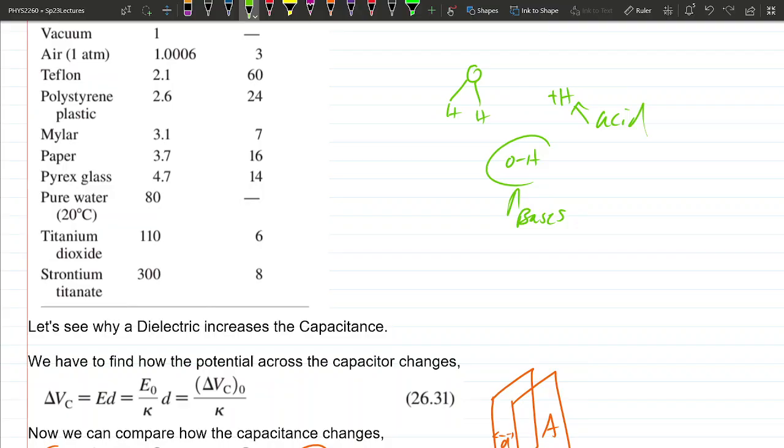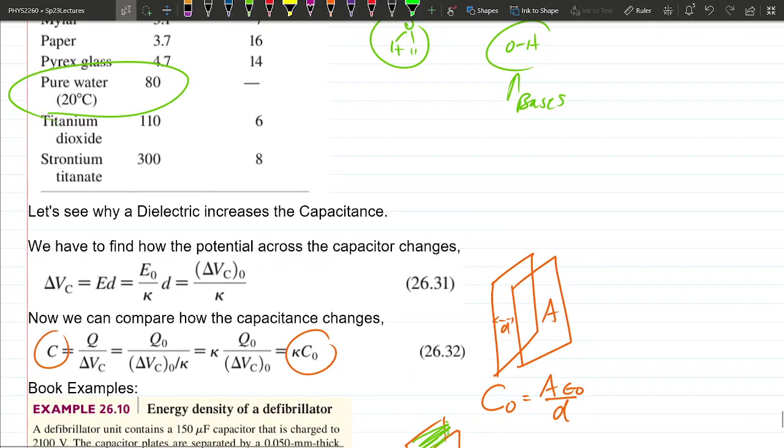But if you have pure water, all of these are always neutral, so they cannot carry charge around. Pure water is really hard to make, which is why we tend not to use it, because it also gets impurities in it pretty quickly. Anyway, that's my little spiel about dielectrics.